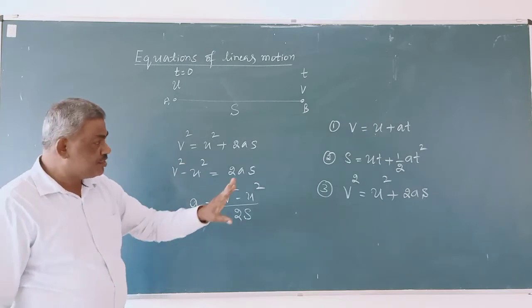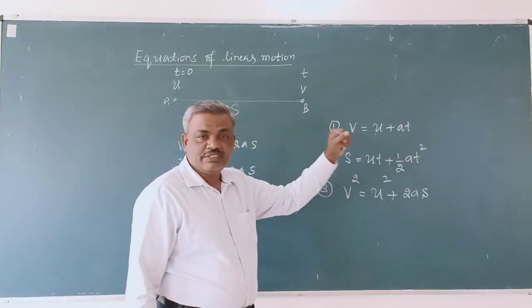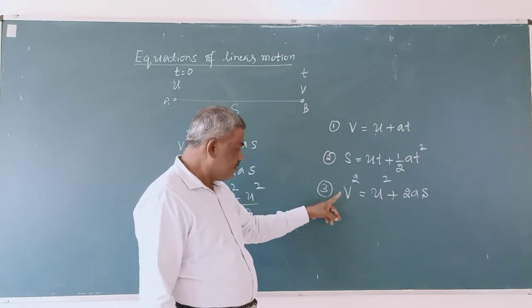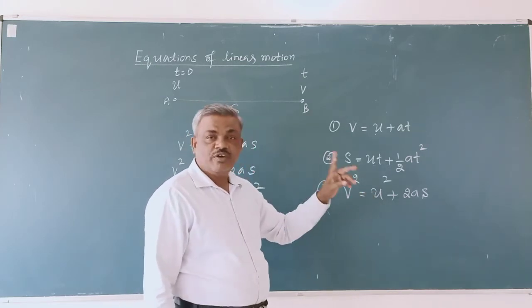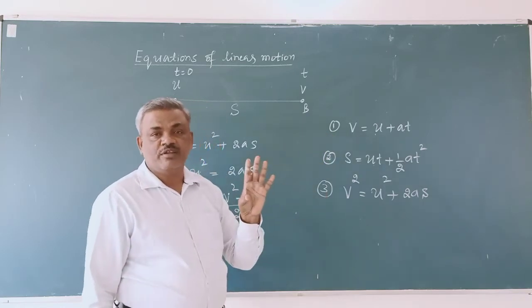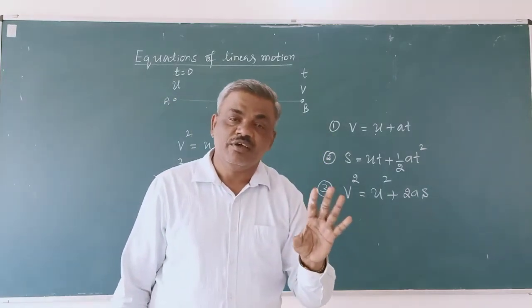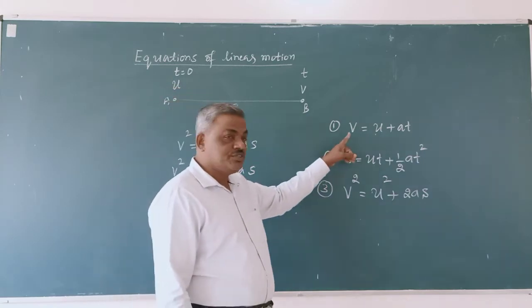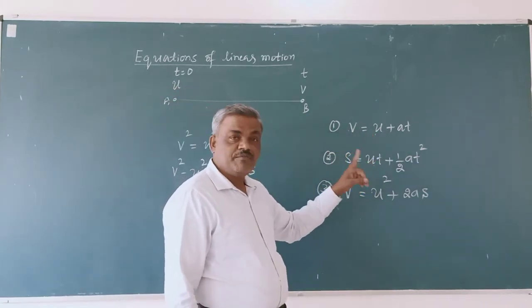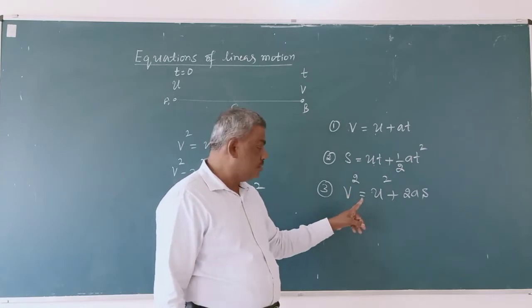Now the first equation, v equals u plus at; the second, s equals ut plus half at square; the third, v square equals u square plus 2as. These three are very important. Your numerical problems are solved with the help of the linear motion equations: v equals u plus at, s equals ut plus half at square, v square equals u square plus 2as.